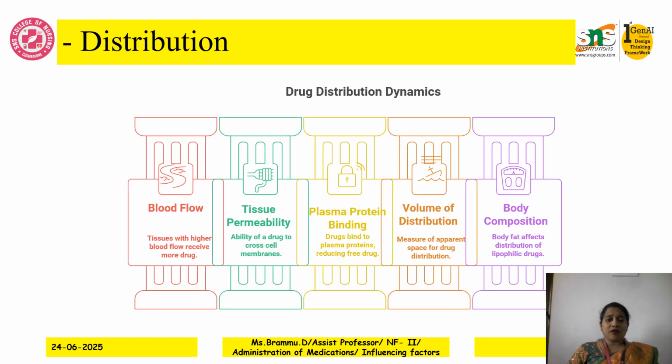Next comes drug distribution. We all know how distribution of drugs takes place. It reaches the blood flow, and from the blood flow it moves into the tissues and binds with the plasma protein. There is some amount of volume being distributed, and finally you can see the body composition also plays a major role in drug absorption.